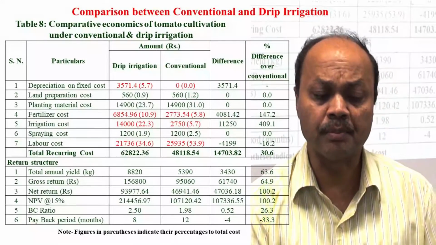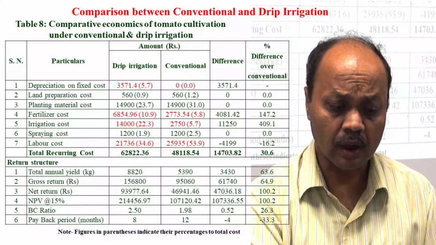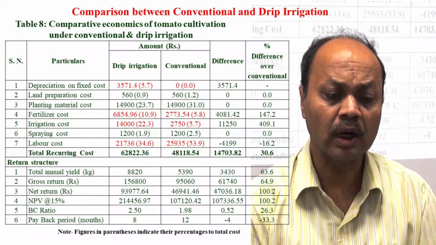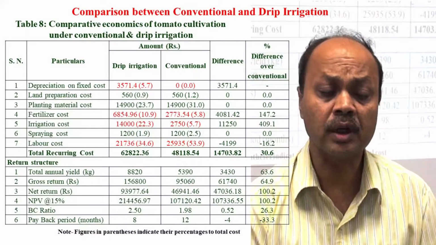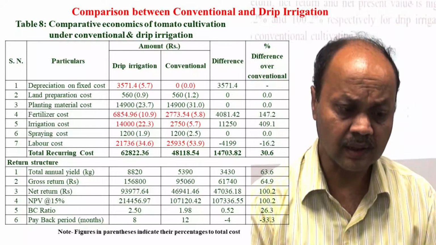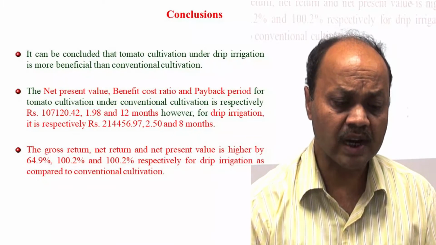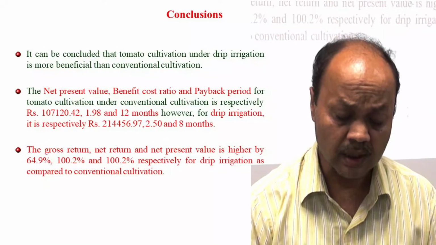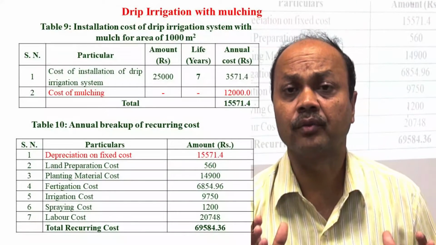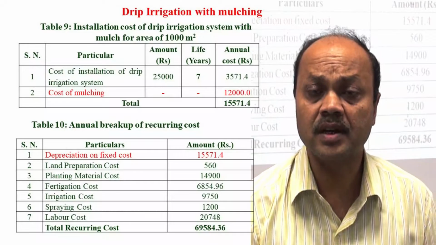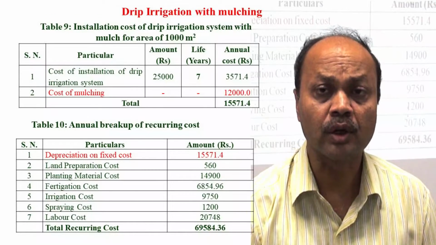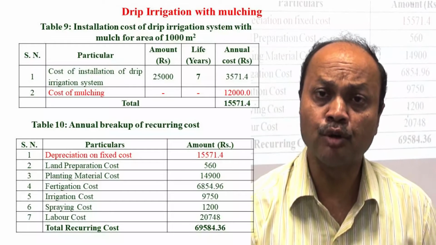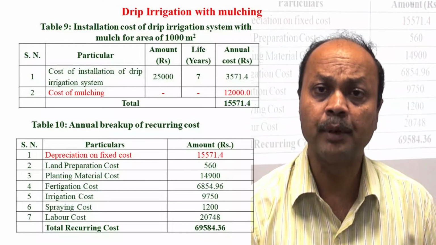Here is the comparison. We have already discussed how drip irrigation is compared with your conventional cultivation in this comparative table, and all the data is given. It shows that your BC ratio and payback period are better than your conventional cultivation. As I told, we are discussing 4 cases: first one was conventional, second one was drip, and third one is mulching, okay. Already we have discussed mulching briefly, but a Hindi video is already there. If you are interested, you can see the Hindi video on plastic mulching.